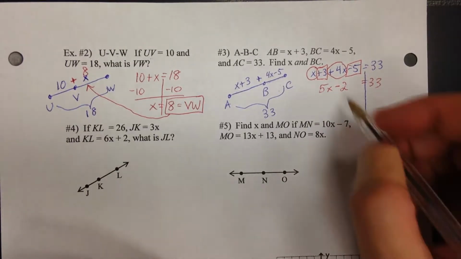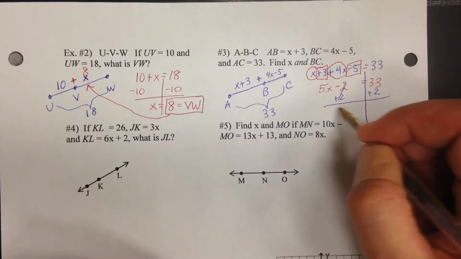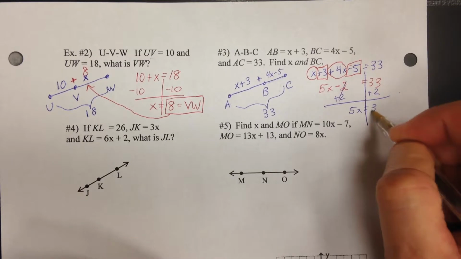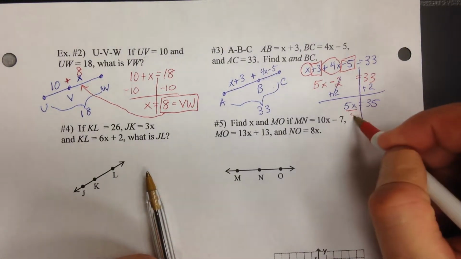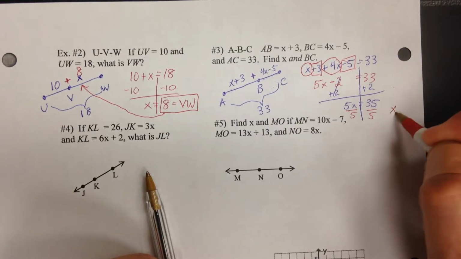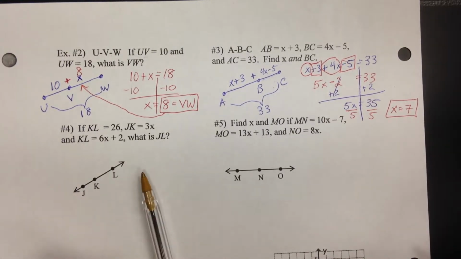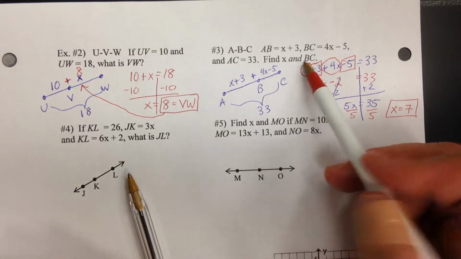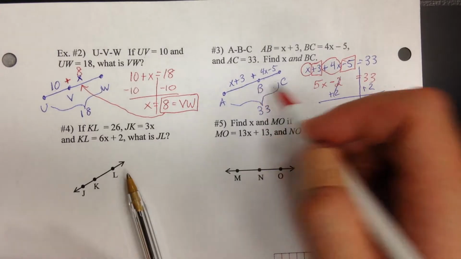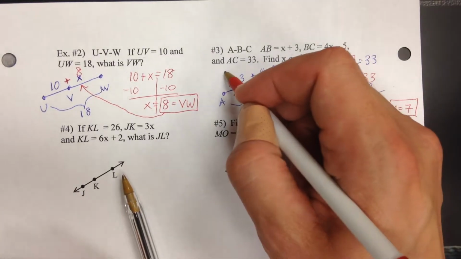Let's move the constant. We'll go plus 2, and we get 5x equals 35. And then to undo multiplication, let's divide by 5, and we get x is equal to 7. Okay, now we're not done, because it says find x and the length of BC. So what we're going to do is go back to the picture, and every place you see an x, we're going to put a 7.